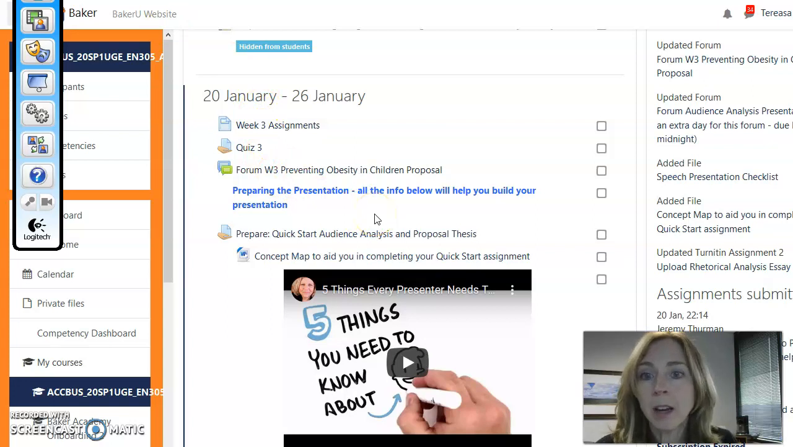The rest of the Moodle shell actually focuses on the presentation that you'll be doing. Again, you are presenting on your audience. You're breaking down who the audience is, who is going to be listening to that proposal that you are making.